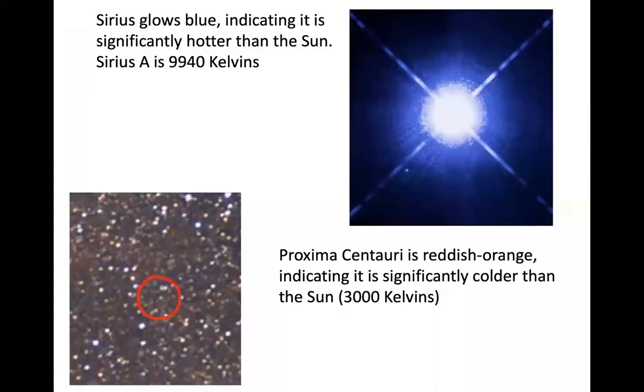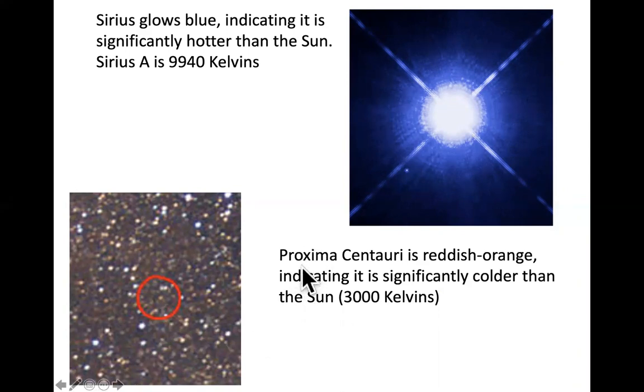And other stars, we can play the same game. The star Sirius turns out to be somewhat blue. Its peak in its spectrum shifts to shorter wavelengths. Shorter wavelengths correspond to higher temperatures. This blue light for the bigger star corresponds to around 9,900 Kelvin. On the other hand, Proxima Centauri, which is this red star right in the middle here, glows with a red light, indicating that the peak wavelength is shifted to longer wavelengths, indicating it's cooler, and it turns out to correspond to about 3,000 Kelvin.